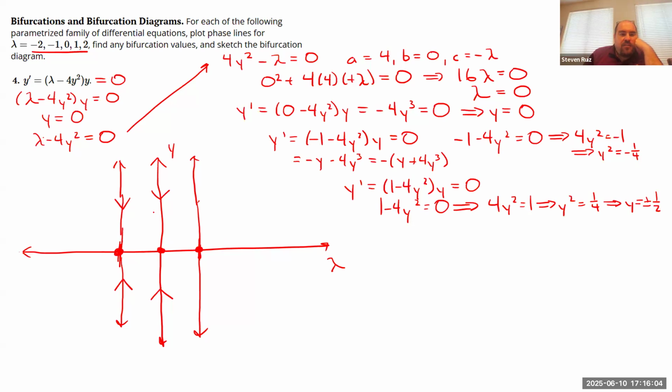So let's give ourselves some scales now. 1, -1, which means I have equilibria where? I have an equilibrium point here and an equilibrium point here, and hopefully now you're convinced that the bifurcation value we found is okay. Because basically anytime you have a positive value for lambda, you're going to have 4y squared equals that lambda. And as long as that lambda is positive, you'll be able to find 2 real roots for it.